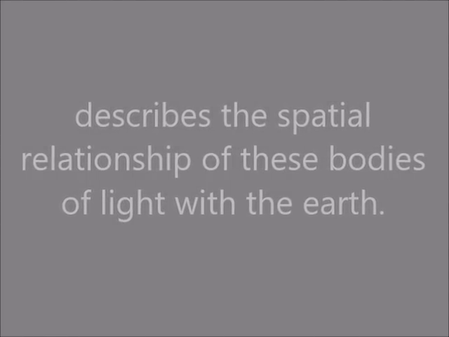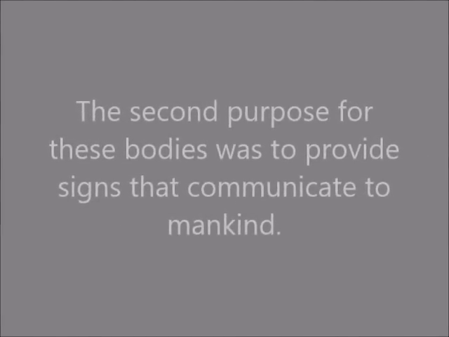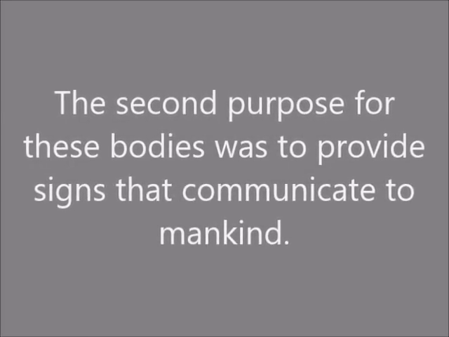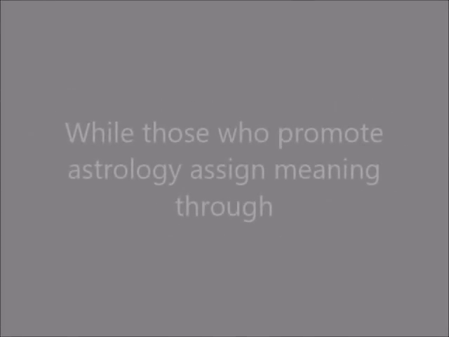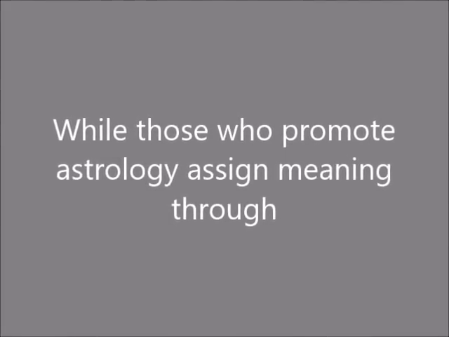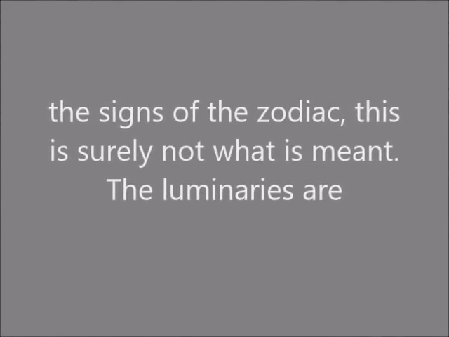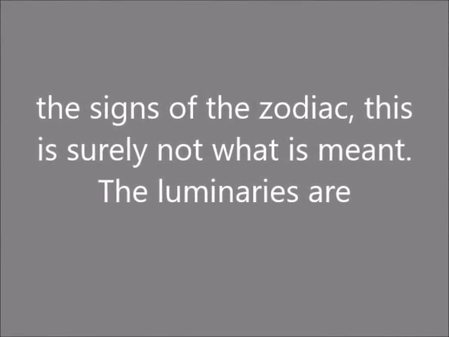The specific location in the firmament of the heaven, verse 14, describes the spatial relationship of these bodies of light with the earth. The second purpose for these bodies was to provide signs that communicate to mankind. While those who promote astrology assign meaning through the signs of the zodiac, this is surely not what is meant.